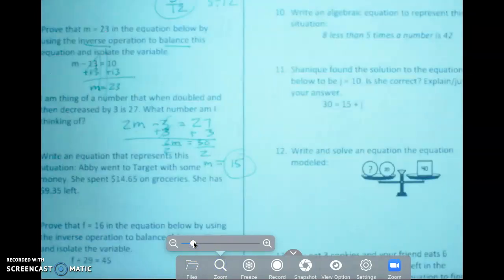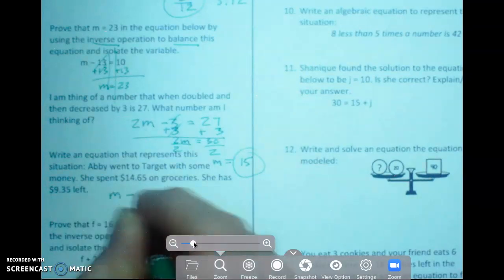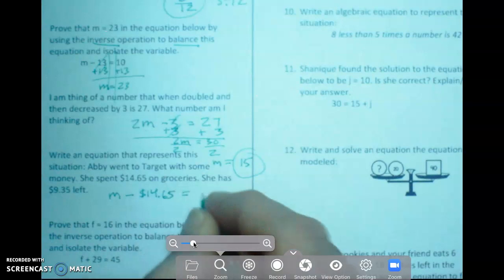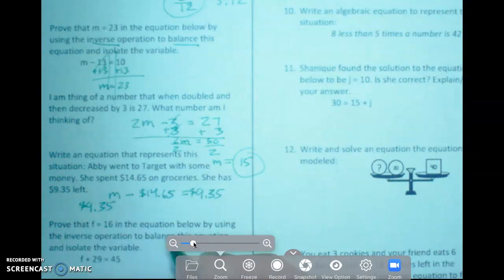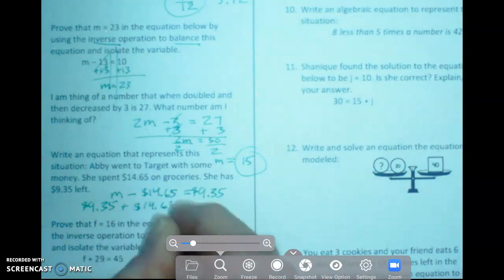All right. Write an equation that represents this situation. Abby went to Target with some money. She spent $14.65 on groceries. She has $9.35 left. So let's use m again. She had some money. She spent this much. And this is how much she has left. Another way we could do that is we could think about $9.35 plus the $14.65 equals the money that she has.